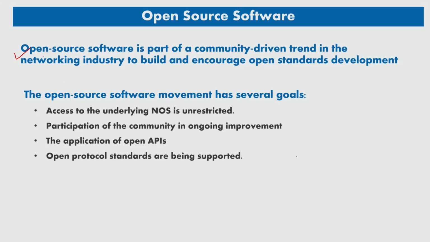So the term open can relate to a variety of ideas, including open source software, open API support, and open protocol standards. As a result, there might be a wide range of methods for establishing openness to serve varied purposes. The open source software movement has several goals. First, access to the underlying network operating system, or NOS, is unrestricted. Second, participation of the community is an ongoing improvement. Third, open APIs and open protocol standards are supported.